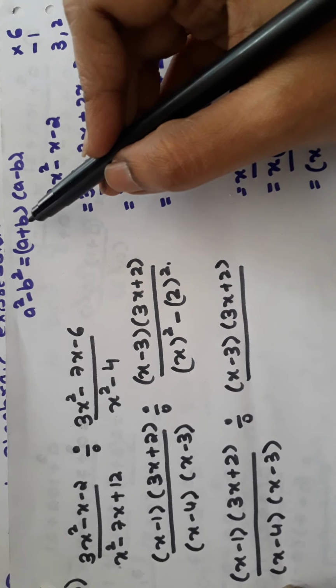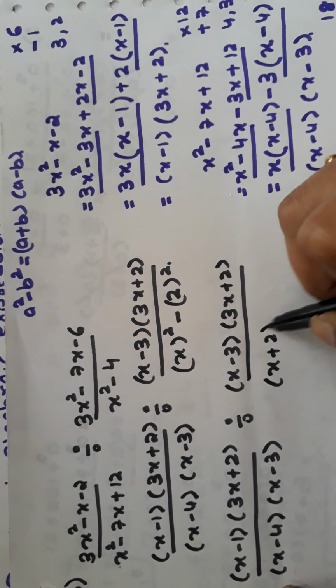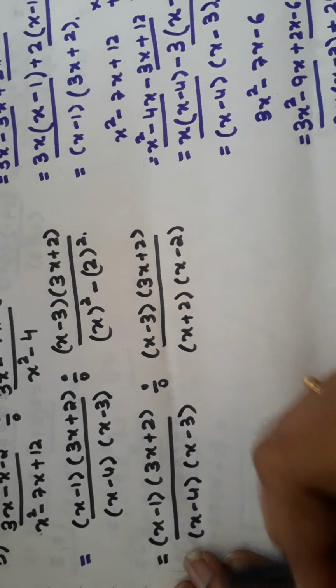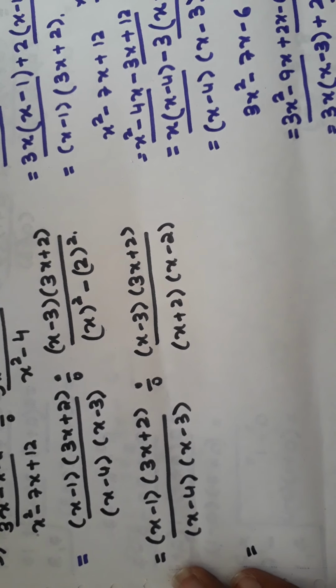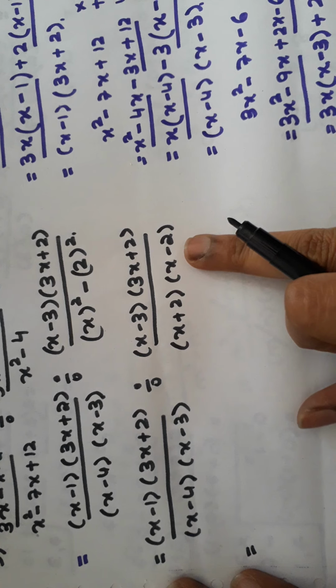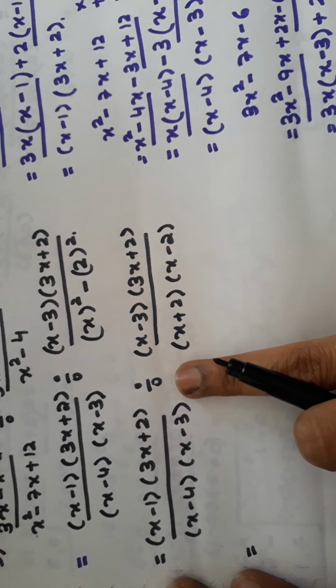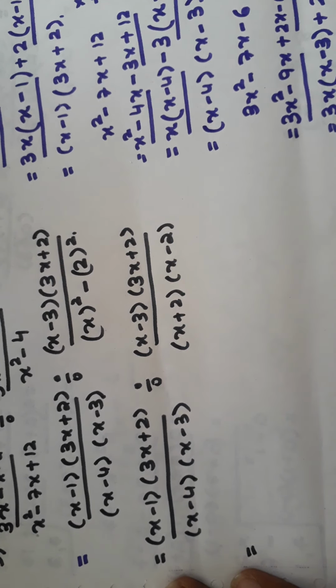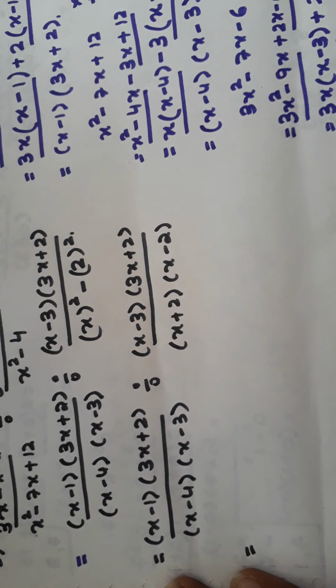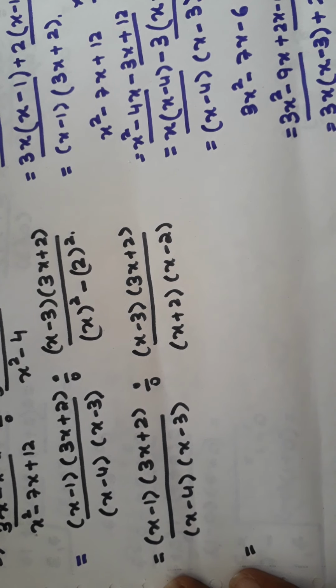Now applying the expansion formula, this is x plus 2, x minus 2. A is x and b is 2. Now when you are dividing two rational algebraic expressions, you convert the division into multiplication. You already know that because when you divide two rational numbers, we convert the division into multiplication and we take the reciprocal of the second rational number.